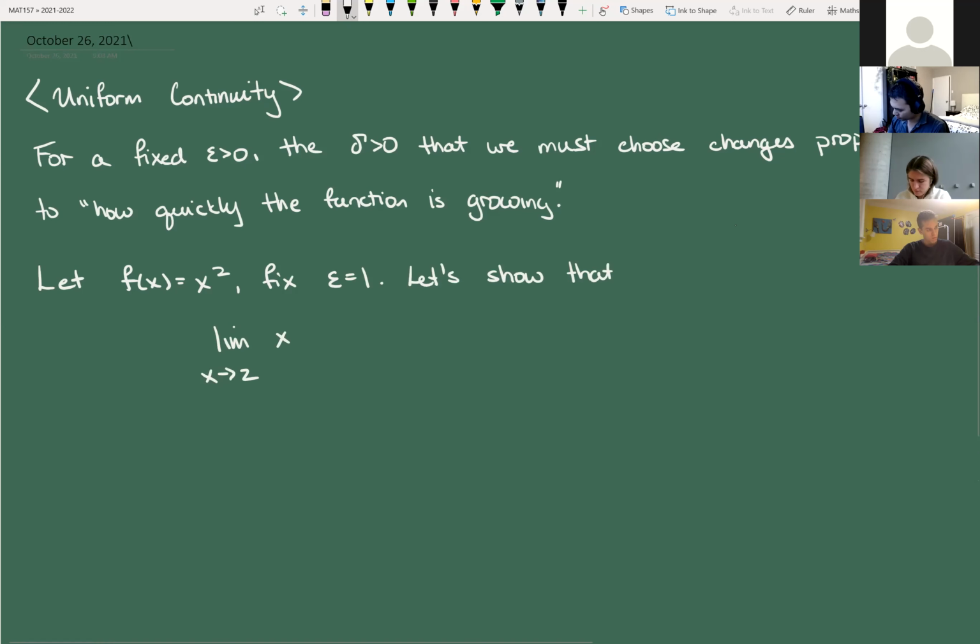So as x approaches 2, x squared is 4. And let's say 10, for this epsilon. So we're not actually going to do the proof in general. All I'm going to do is find a delta which works for epsilon equal to 1. And the reason I'm going to do that is I want to show you that the best epsilon that I could choose at 2 is much bigger than the best epsilon I could choose at 10, right? Because at 10, the function is growing very, very quickly.